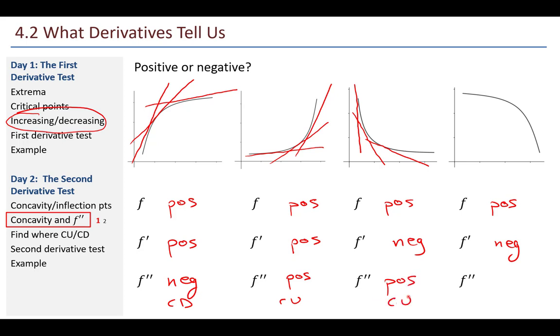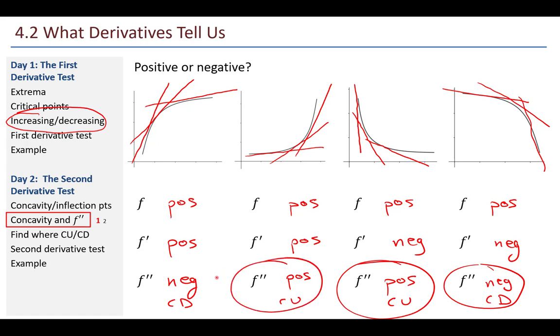Let's turn our attention to the fourth graph. It starts off with negative slopes, so the first derivative is negative, but those negative slopes become even more and more negative. That first derivative is decreasing, and so the second derivative is negative, and the graph of my original function f is concave down. So there's this tight connection between the second derivative being positive or negative and the graph of the original function being concave up or concave down.